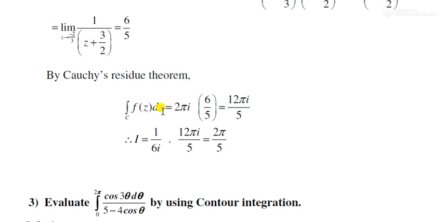Now we substitute the value of the integral over C of f(z) dz in the original integral I, which is equal to 1/(6i) times 12πi/5, which is equal to 2π divided by 5.